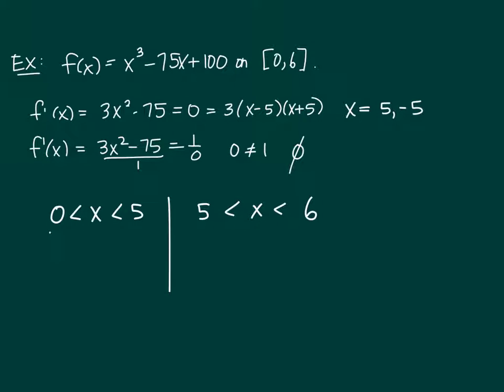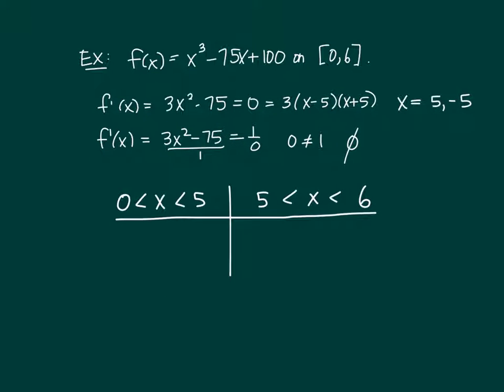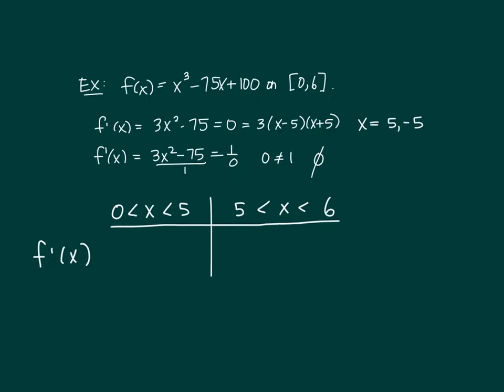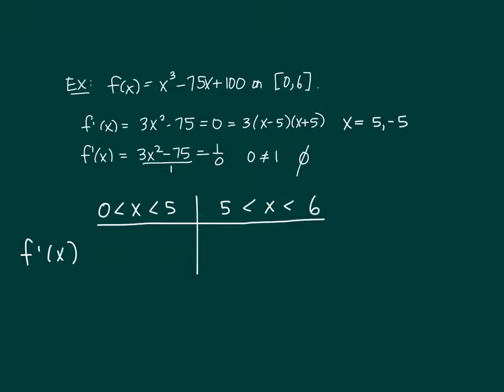Okay, and so you make a little chart right here, and we're going to test the values of the slope. We're going to pick arbitrary values within that interval. It works for any value between 0 and 5, just not 0 or 5 itself. So pick me a number that's between 0 and 5.